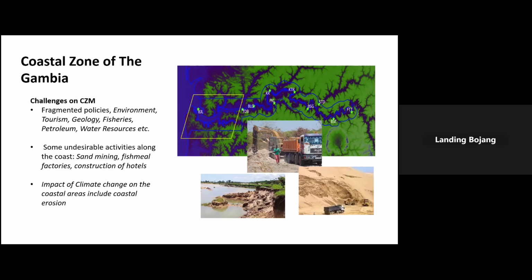And then there is huge fragmentation in terms of how this area is managed. There are a lot of undesirable activities like sand mining and fish meal factories, which have the potential to produce pollutants, as well as the construction of hotels with huge demand on water.